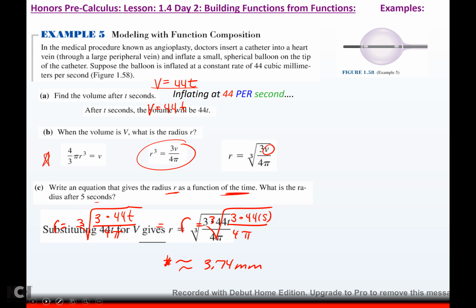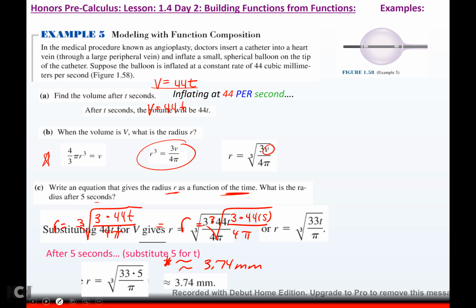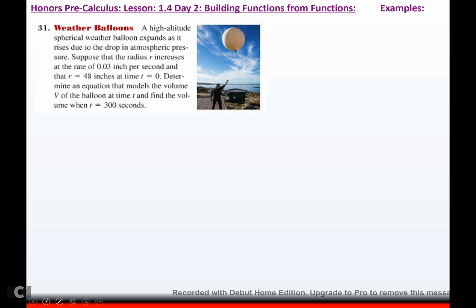Alright, let's look at another one kind of similar to that. It says a high altitude spherical weather balloon expands as it rises due to the drop in atmospheric pressure. Suppose that the radius r increases at the rate of 0.03 inches per second and that r equals 48 inches at time equals 0. Determine an equation that models the volume v of the balloon at time t and find the volume when t equals 300 seconds.